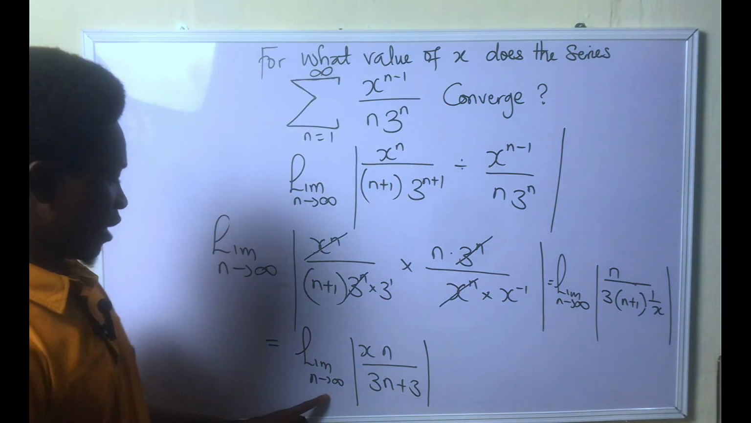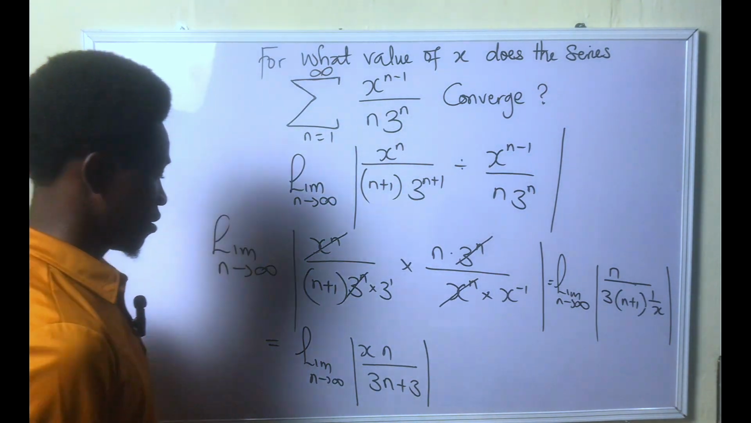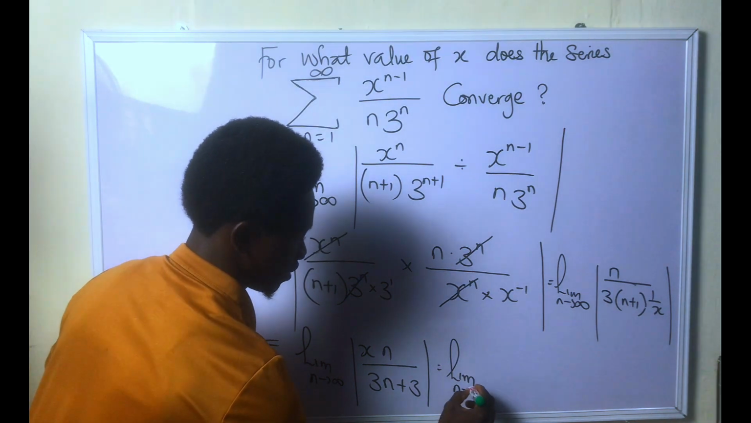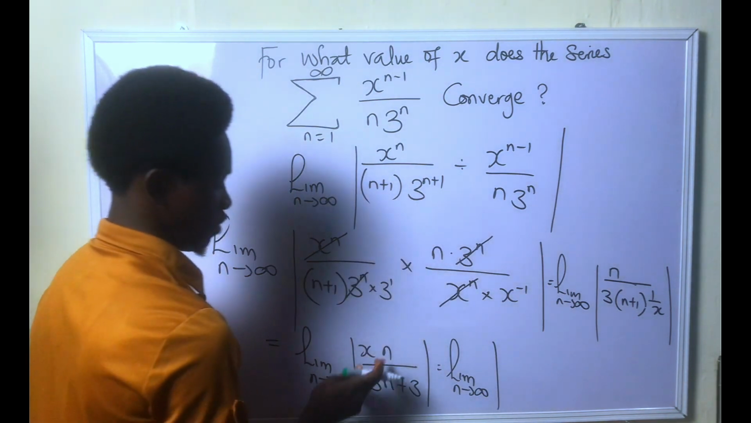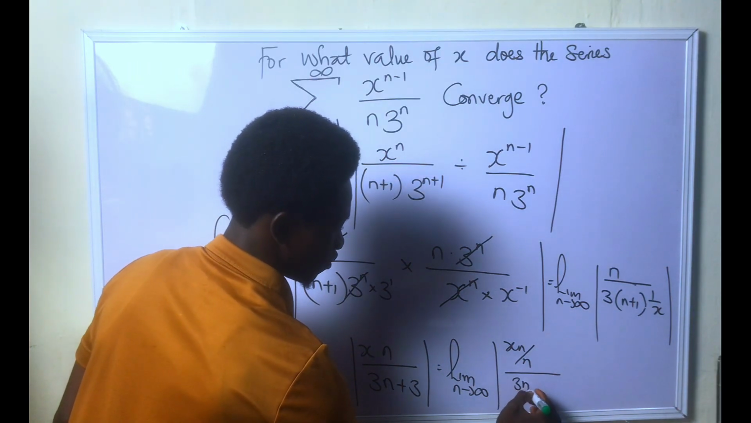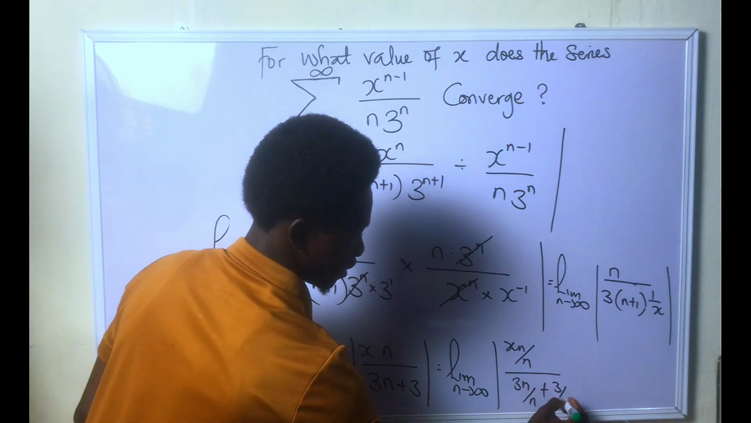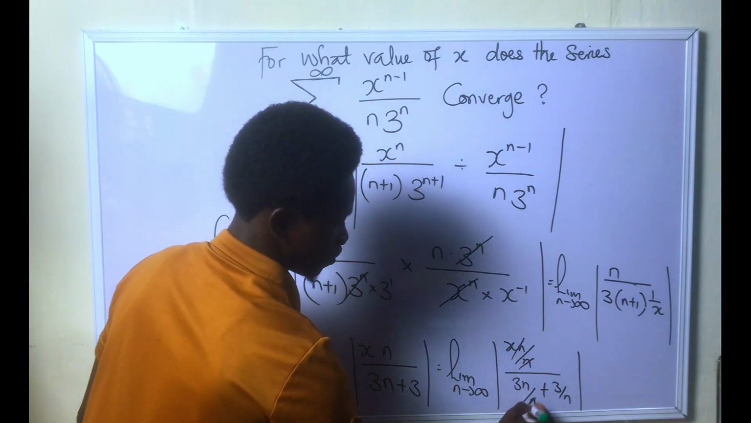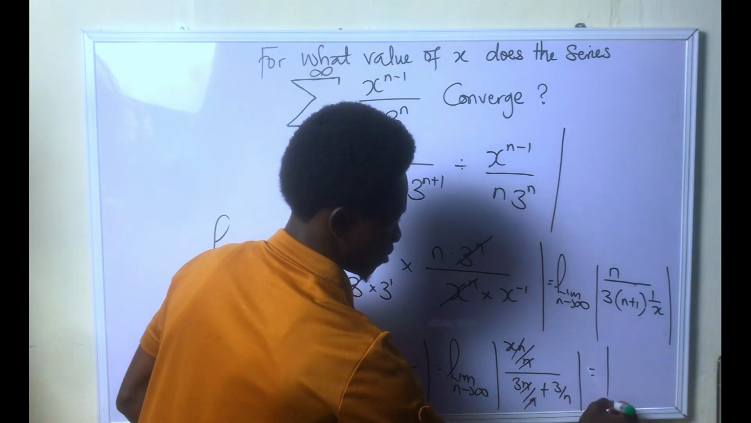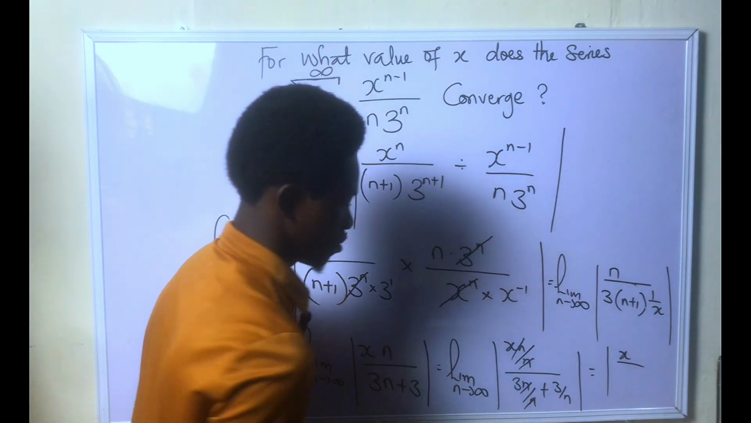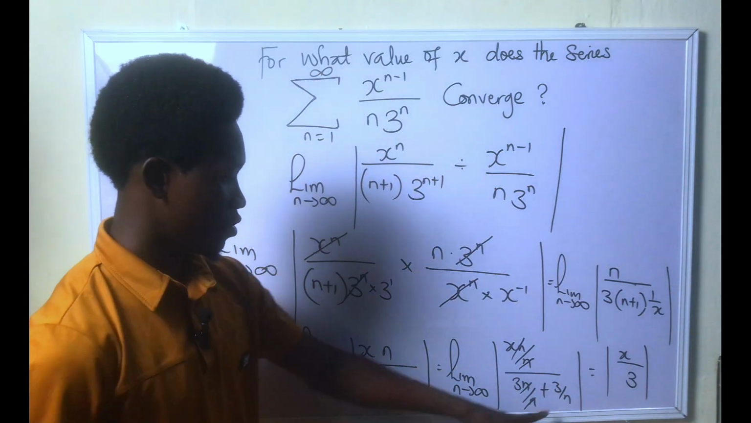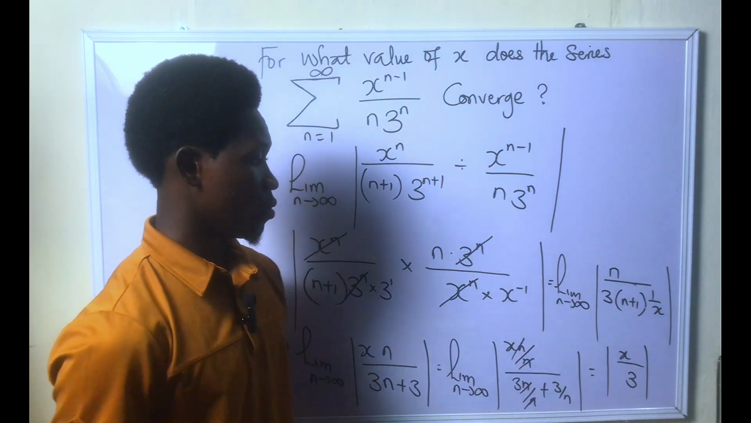Because I want to find the limit as n goes to infinity, I will divide by the highest power of n. So the limit as n tends to infinity, if I divide this by n, x times n over n over 3n over n plus 3 over n. So this cancels this, this cancels this. So I'm left with the absolute value of x over 3. This is our L, because 3 over infinity will tend to 0.